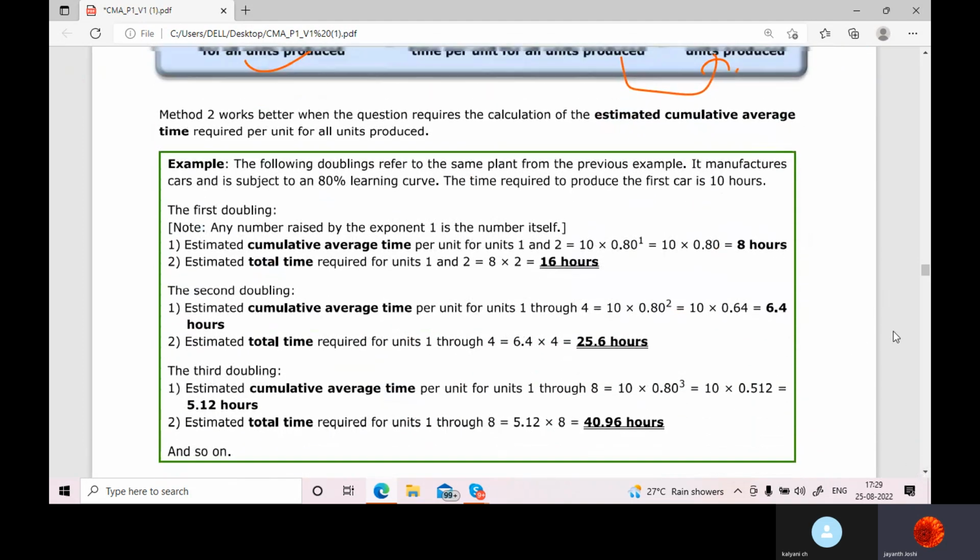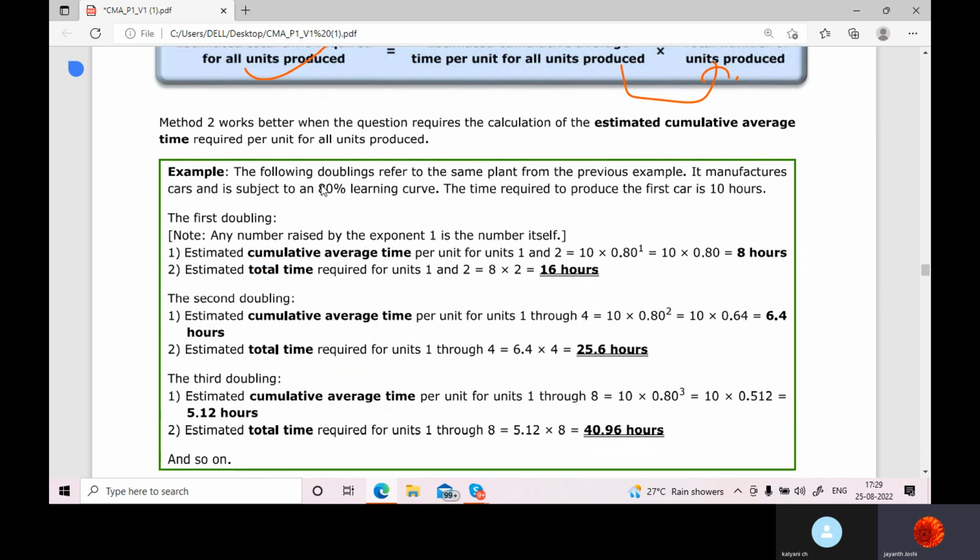Now, the following doublings refer to the same plant from the previous example. It manufactures cars and is subject to an 80% learning curve. The time required to produce the first car is 10 hours. So if I take 10 hours for making one car, and if I make two cars, so I take 20 hours, but it is 80%, so 8 hours, correct? And if I double it, 16 hours.